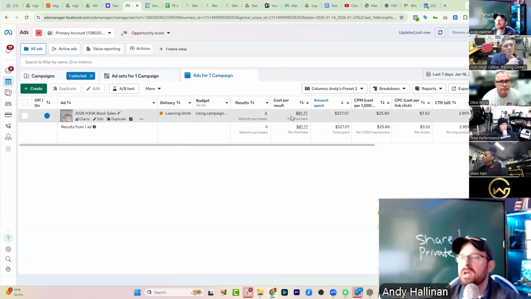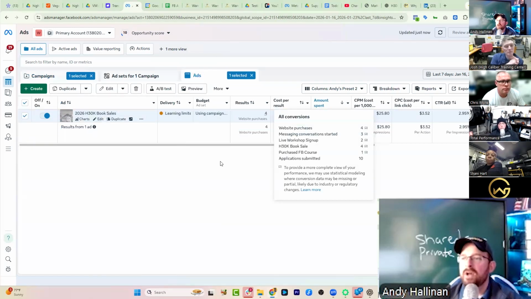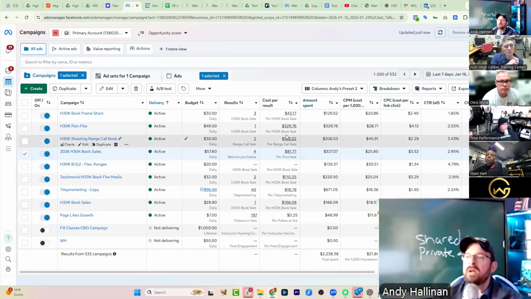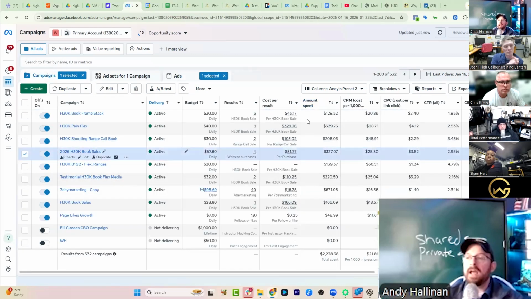Okay, this is Flex, but this one is at par at $89 per purchase, cost per acquisition on a book sale, but still $81 is high. Last week I had the lowest. I announced on Friday last week I had the lowest cost per acquisition that I've had, basically in the history of me launching this book.